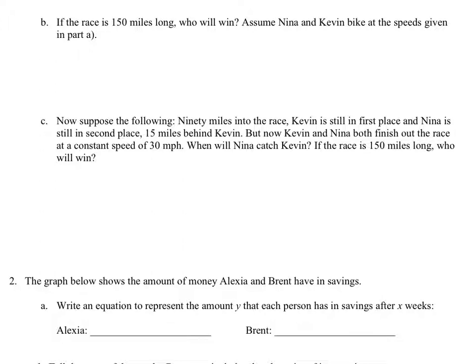All right, now suppose the following. 90 miles into the race, Kevin is still in first place, and Nina is still in second place, 15 miles behind Kevin. But now Kevin and Nina both finish out the race at a constant speed of 30 miles per hour. When will Nina catch Kevin?